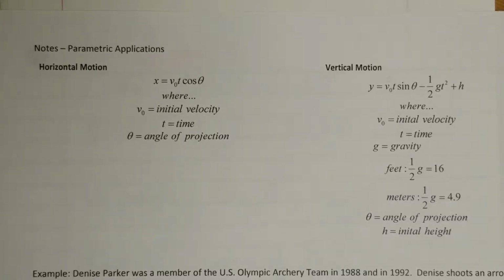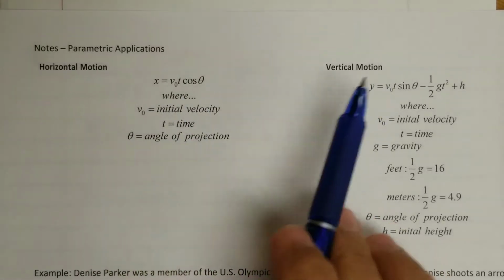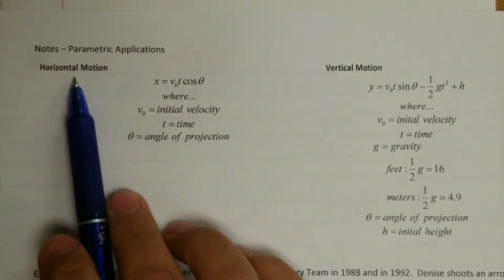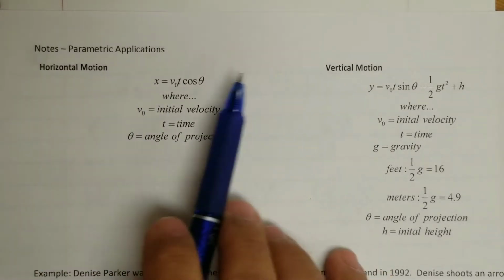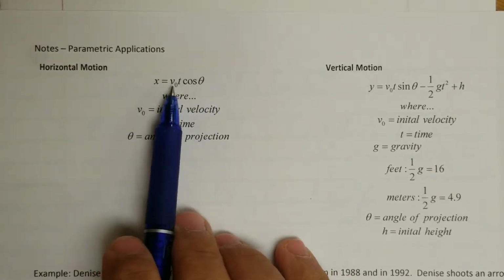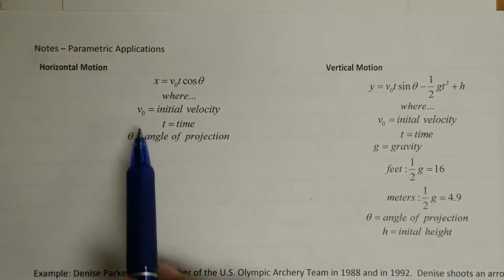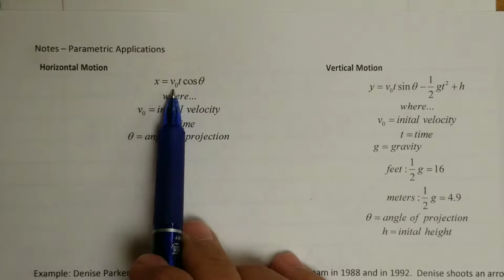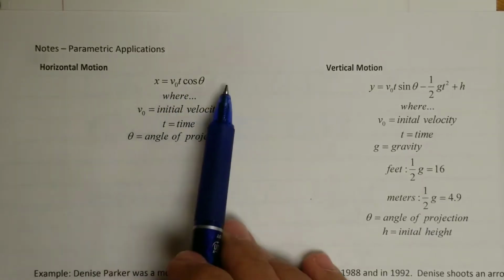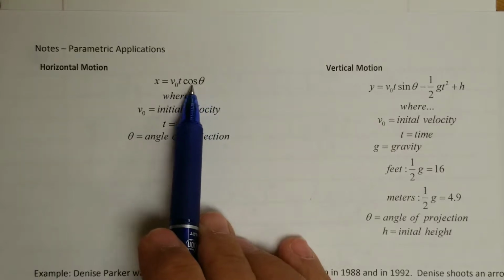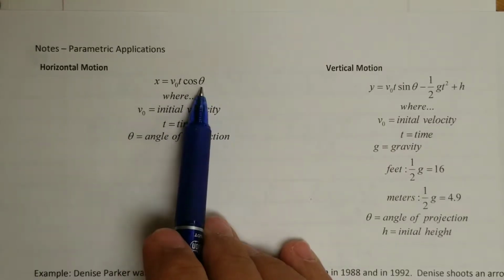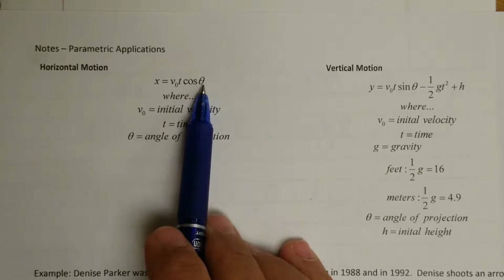Hey guys, I'm going to go over these notes dealing with parametric applications. You can see that you've got your typical x equation and your y equation. The x deals with the horizontal motion and the y deals with the vertical motion. So the x equation is pretty simple. It's x equals v naught t cosine theta, where v naught is your initial velocity. The t, your parameter, just deals with time, usually in seconds. And the cosine theta, that's the angle of elevation, the angle of projection.